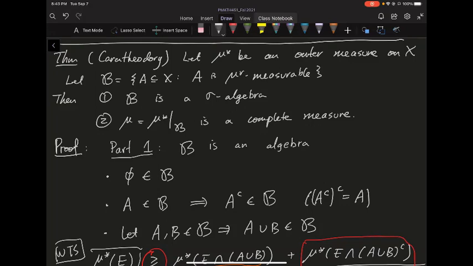Last video, we proved that all the mu star measurable sets is actually an algebra. And now in this video, we're going to finish the proof and show that first of all, I actually have a sigma algebra, and second, I'm actually having a complete measure.